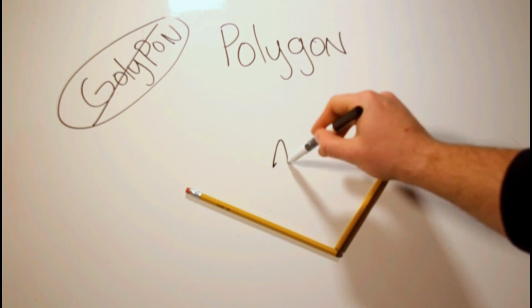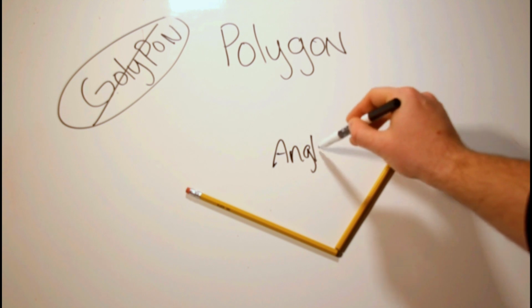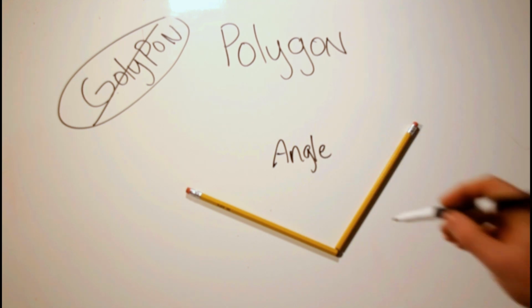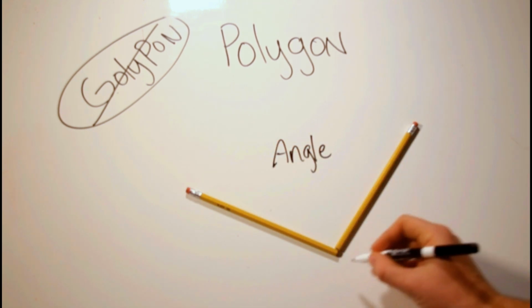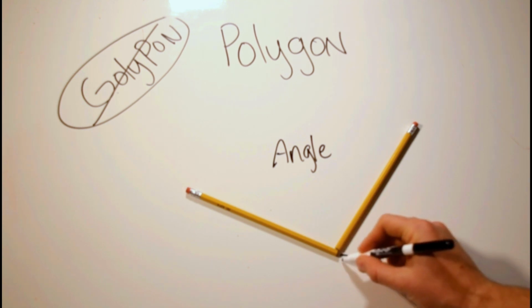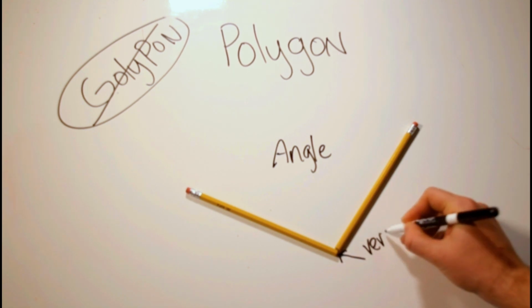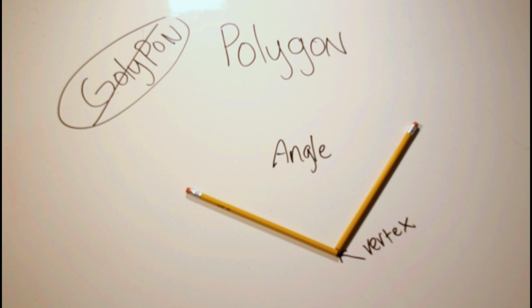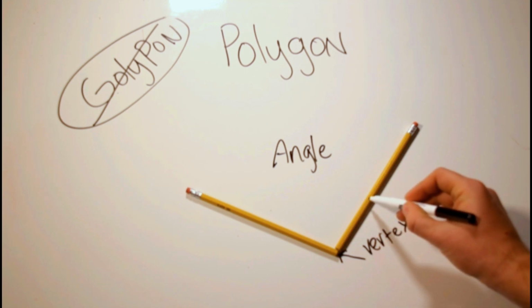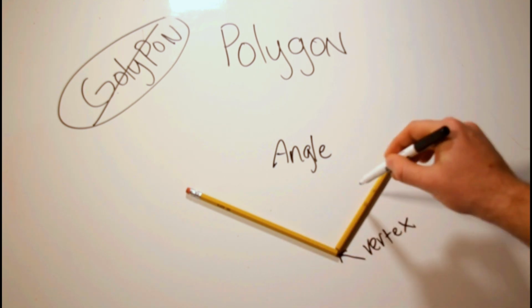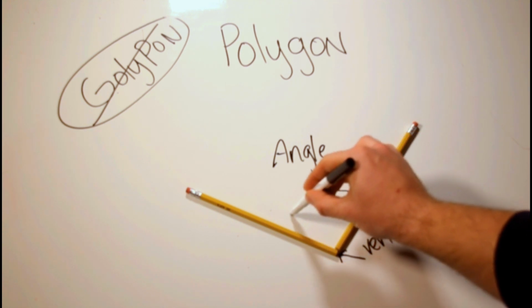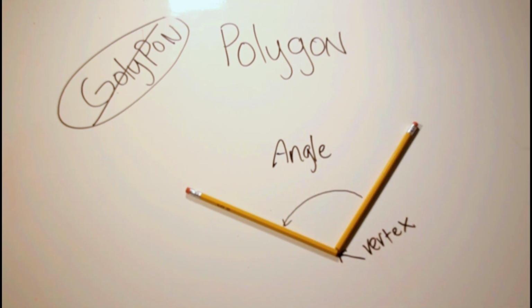An angle, not to be confused with angel, is when 2 lines come together at a point. That point is called a vertex. So the space from this line to that line, we draw as a curved angle. And that space is called our angle.